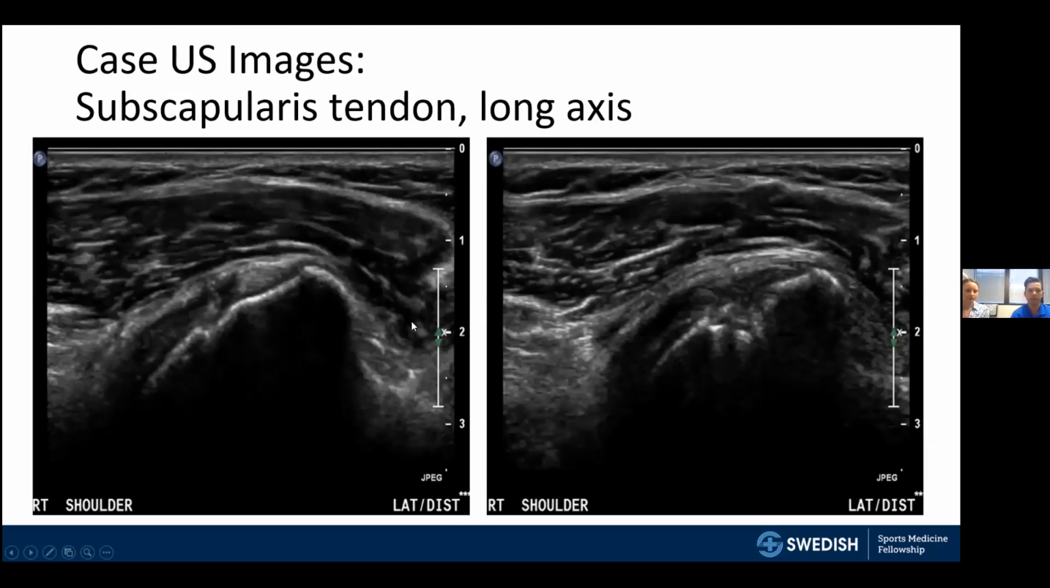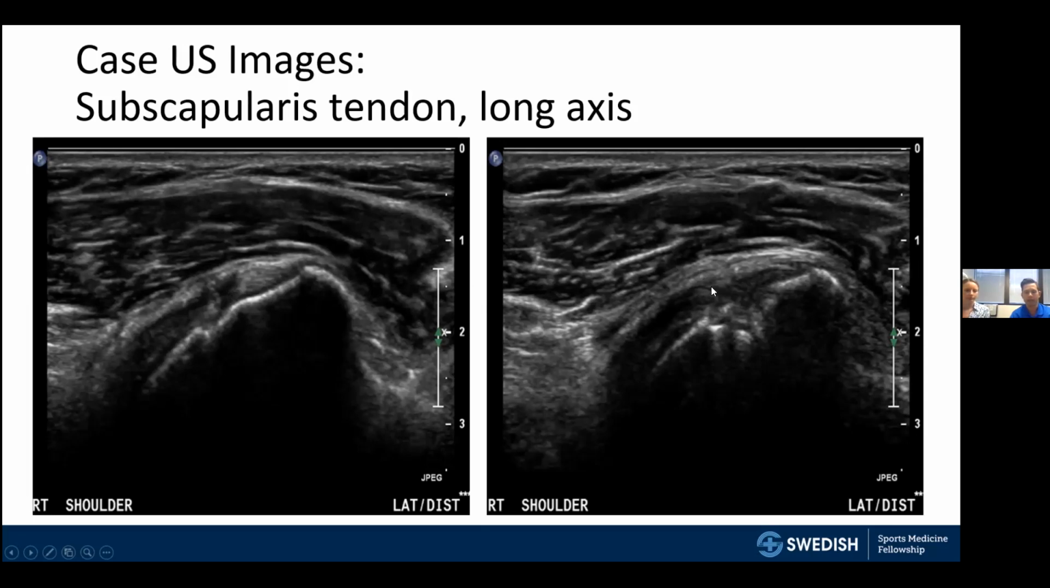These are still images of the subscapularis tendon in long axis. Here on the left, we can see part of the tendon. You can see there's a nice fibrillar pattern. It's hyperechoic, like we see in a normal healthy tendon. But as we move more medially, we start to lose that fibrillar pattern. The tendon starts to become heterogeneous, which is a mixture of hyperechogenicity and hypoechogenicity. And then you can also see this specific area of hypoechogenicity that could possibly represent a tear.